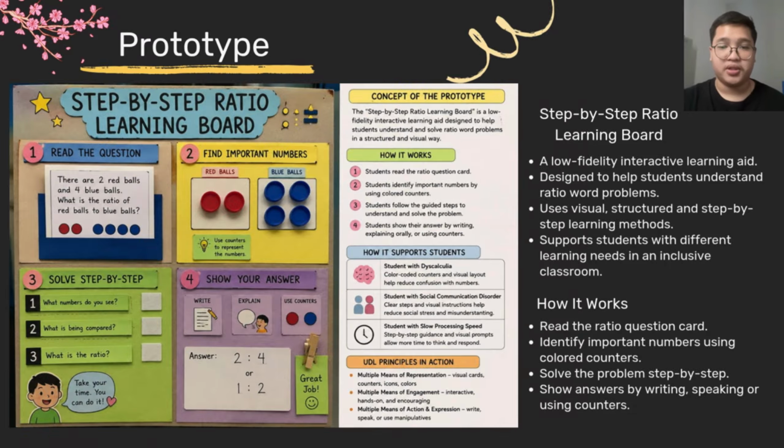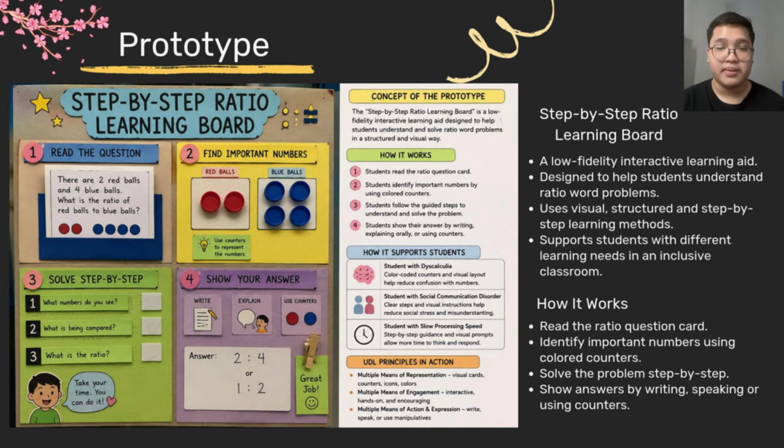This part shows our prototype called the Step-by-Step Ratio Learning Board. The prototype is a low-fidelity interactive learning aid designed to help students understand and solve ratio work in a more structured and visual way. Students first read the question card, then identify important numbers using color counters. After that, they solve the problem step by step and can show the answer by writing, speaking, or using the counters. This prototype supports students with different learning needs, especially students with dyscalculia, social communication disorder, and slow processing speeds.